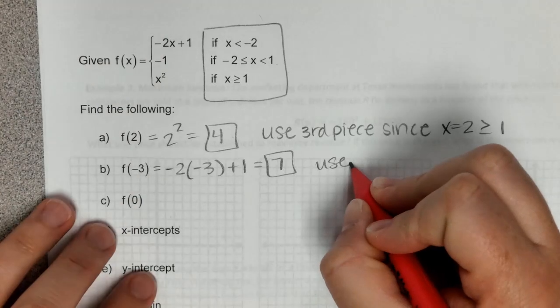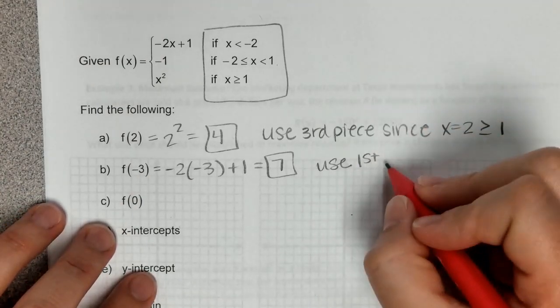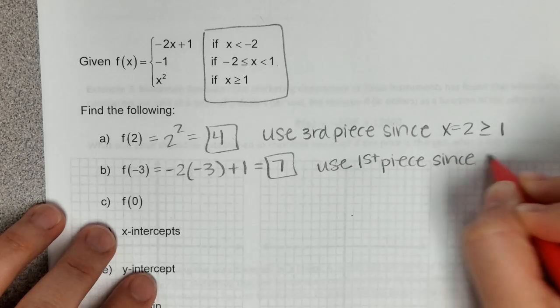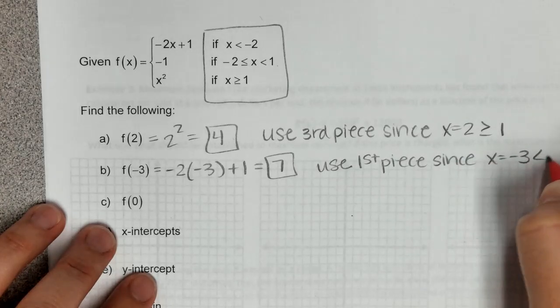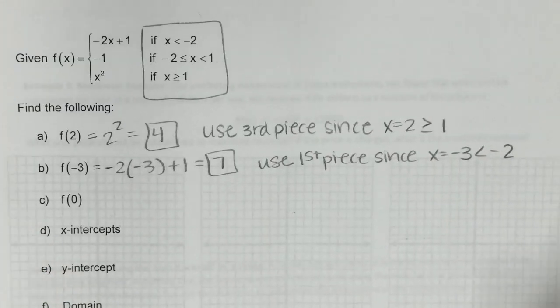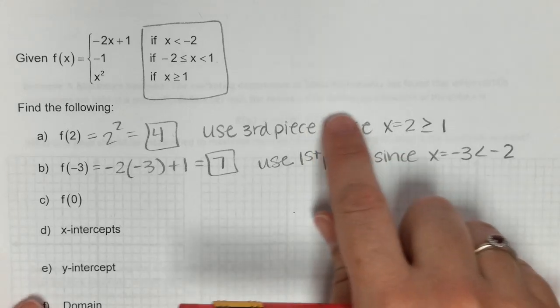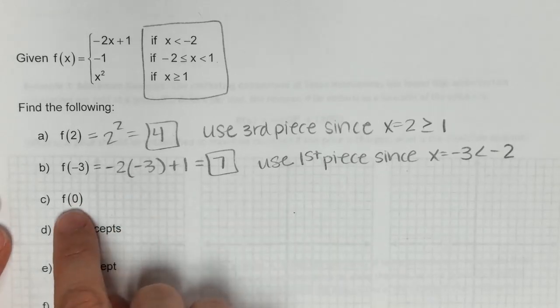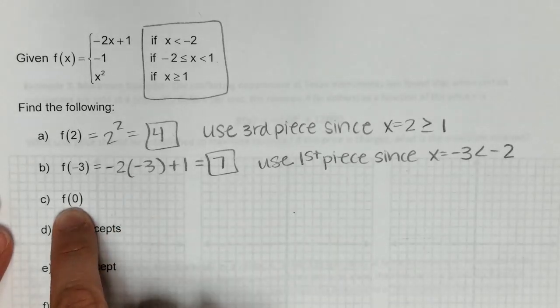For this example, we use the first piece since x equals -3 is less than -2. Again, you guys are not on your homework. You're not required to write the justification for why you picked which piece. I'm writing it down so when you go back and look at these notes, you know why I picked that piece.